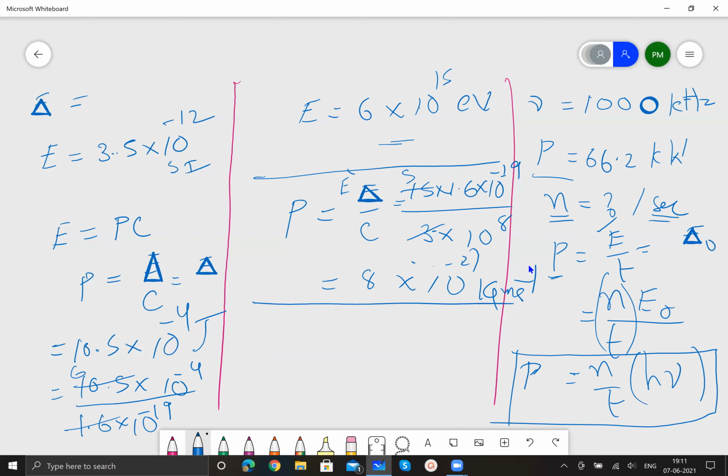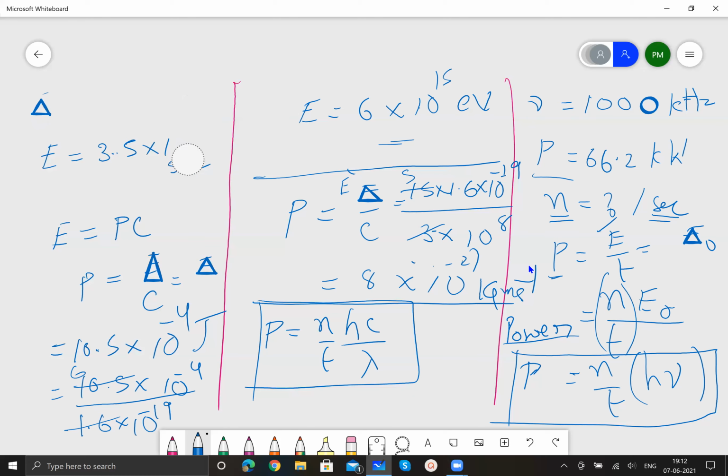Suppose sometimes you'll be given wavelength. Then the formula for power is n by t. You write clearly power, so there won't be any confusion with momentum or pressure. All have the same symbol, that's the issue. So power P is equal to n by t into h nu. Suppose you are given wavelength, hc by lambda. Correct? Now you got the answer.